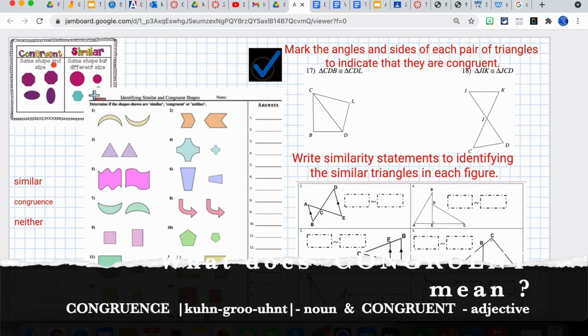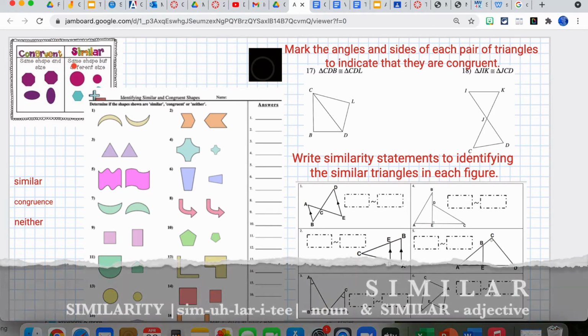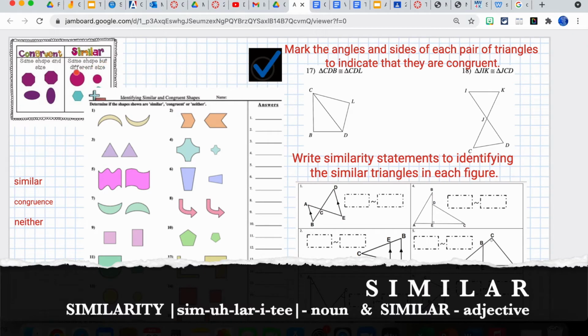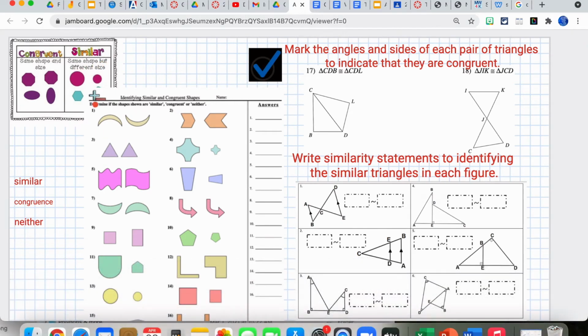Congruent means the same shapes, the same exact size. Similars, same shapes, but different size. And the left work we have right here starts out very simple. We ask you to identify if the objects are similars, congruents, or neither one of those. And I'm going to go ahead and answer these as we're working through.